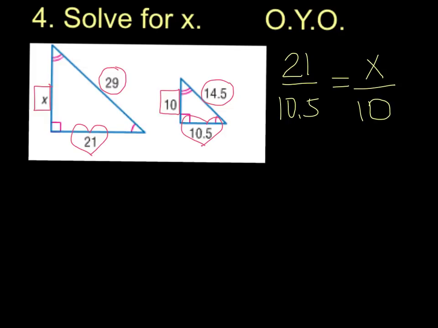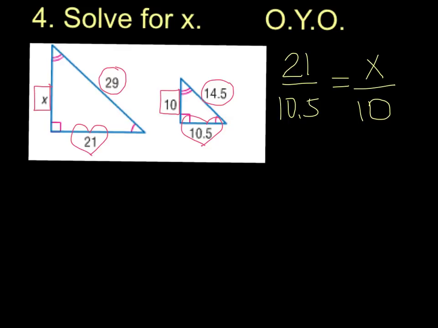Now, if you chose to use the 29 and the 14.5, that's no problem. Okay, that just means that you would have right here a 29, and right here you'd have a 14.5. Okay, but that's fine, whatever you decided to do.